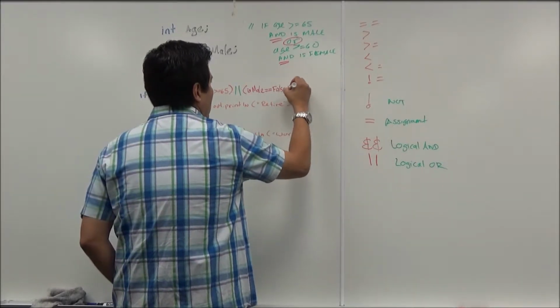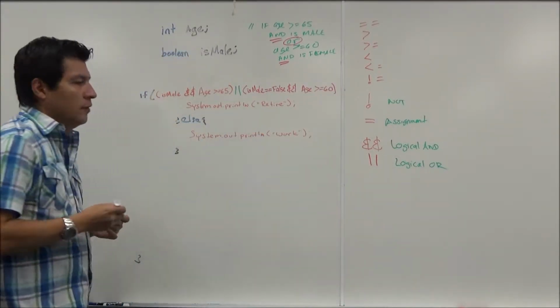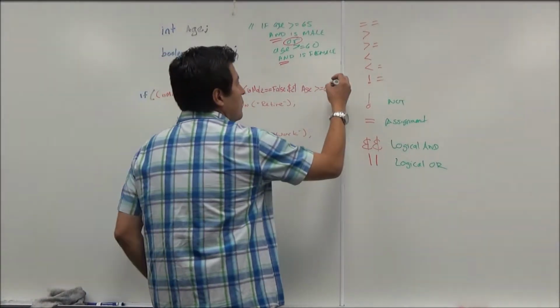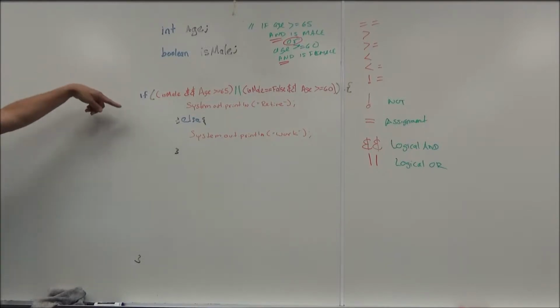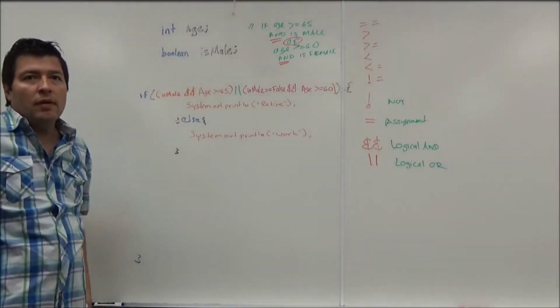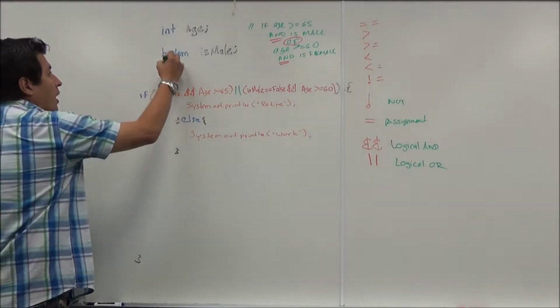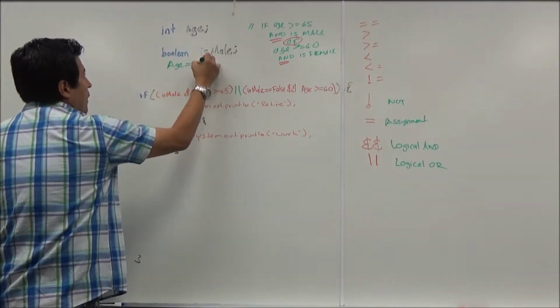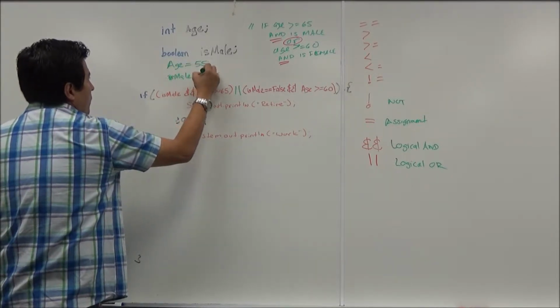And age 60. Is that correct? I mean, does this if statement meet this? You think so? All right, so give it some values. So if I say age equals 55 and is male equals false.